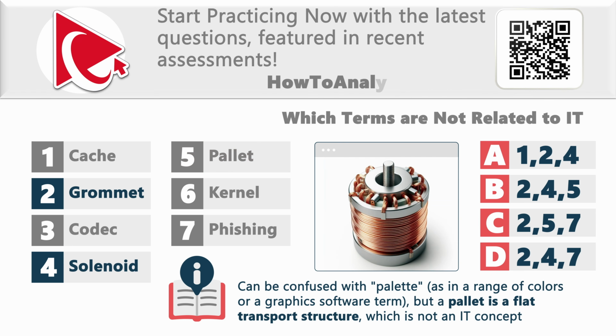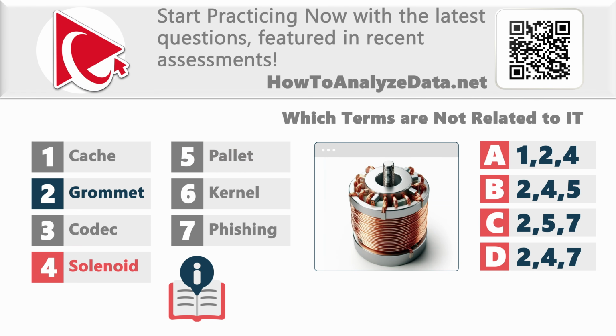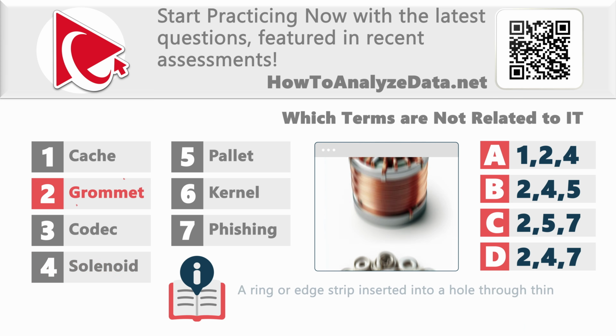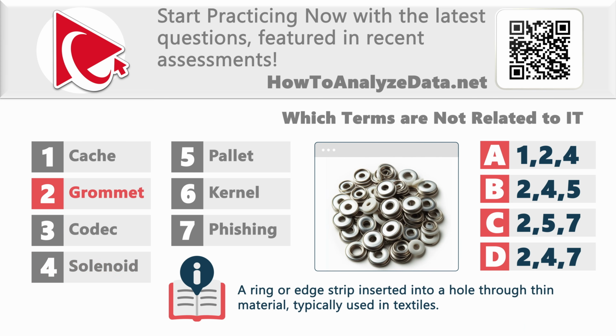What's interesting is that solenoid is also not an IT concept. It's a cylindrical coil of wire, acting as a magnet when carrying electrical current, used in mechanical applications. And grommet is a ring or edge strip inserted into the hole through thin material, typically used in textiles. So, as you figured, grommet also has nothing to do with information technology.